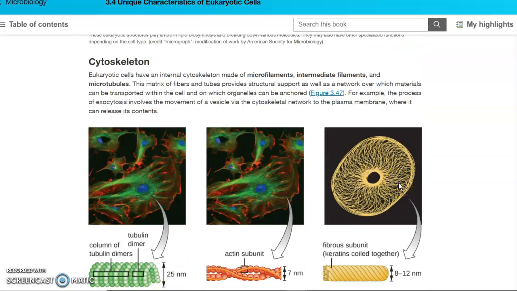Within eukaryotic cells, we also see the cytoskeleton, which basically provides the framework and the structure to the cells. We have microfilaments, intermediate filaments, and microtubules that all work together to produce this cytoskeletal network.